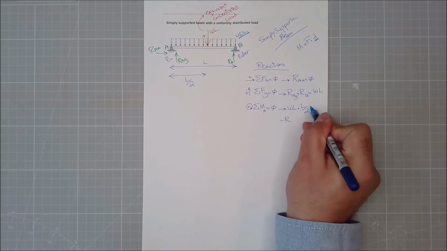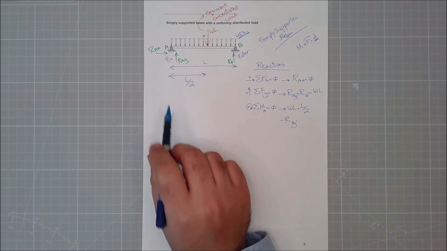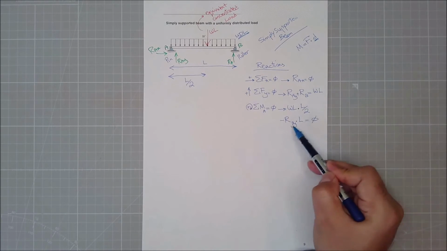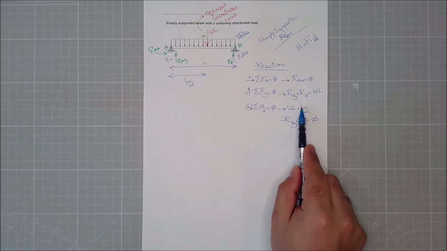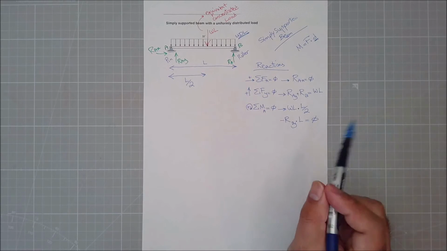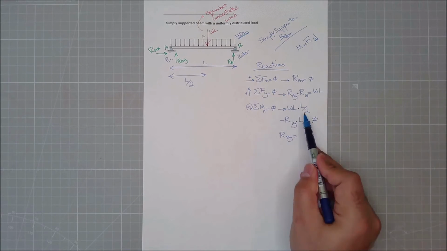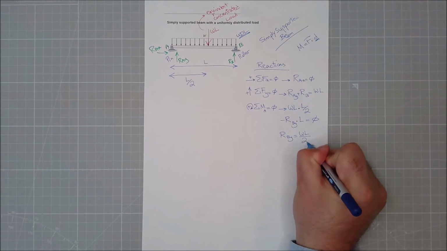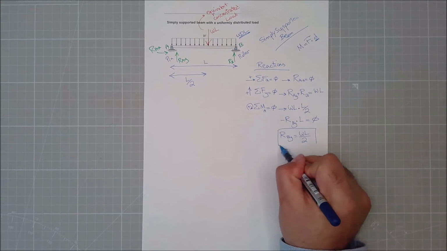I'm just writing it underneath it. RBY times the distance, which is L, equals 0. The entire equation equals 0. From this, if you see WL to the power of 2 divided by 2, if I take RBY to the other side, RBY will be equal to whatever this is divided by L. So it will be WL divided by 2. I just simply solved that equation.